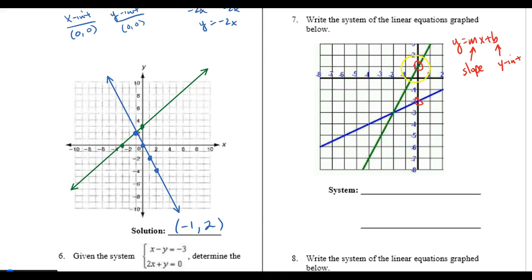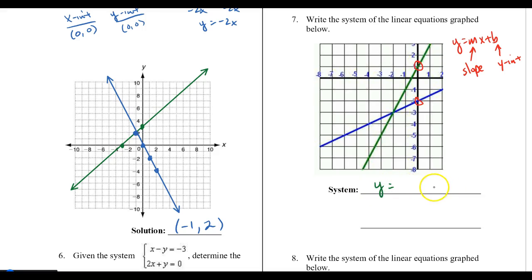Looking at the green line, it has a y-intercept of 1 and has a slope. So if I count from this point, I go up and over to this point, that's up 2 over 1. That's the slope of 2. So that line is y equals 2x plus 1. And my blue line has a y-intercept at negative 2. And that one has a slope from any point to any other point that we know. We go up 1 over 2. So that's going to be 1/2 x minus 2.